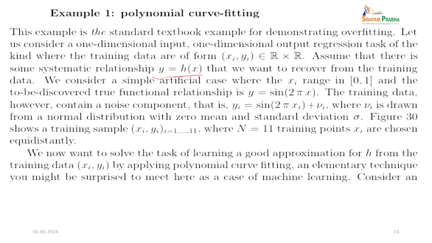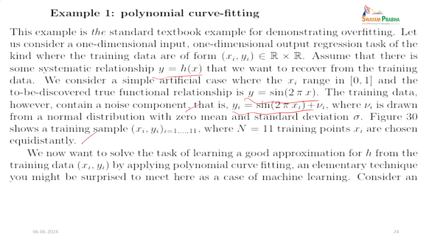So, we consider a simple artificial case where the xi range from 0 to 1 and the true function relation to be discovered is y equal to sine of 2 pi x. The training data however contain a noise component, that is y equal to sine of 2 pi xi plus vi, where vi is a draw from a normal distribution with 0 mean and standard deviation sigma. Figure 30 shows a training sample of xi, yi where i varies from 1 to 11. Here capital N is 11 training points, and the xi are chosen equidistantly.